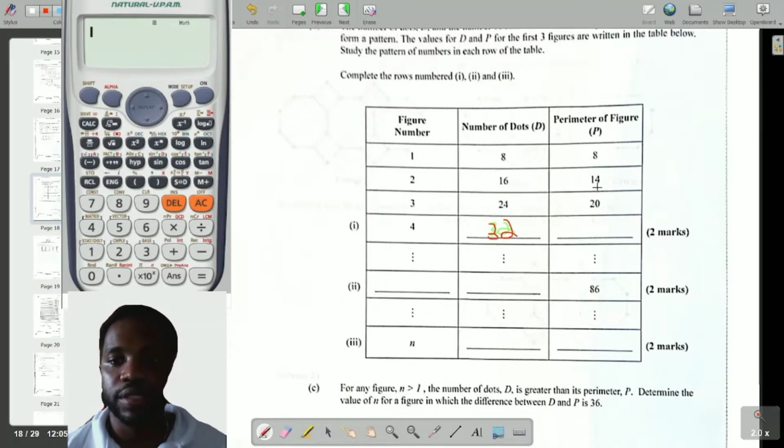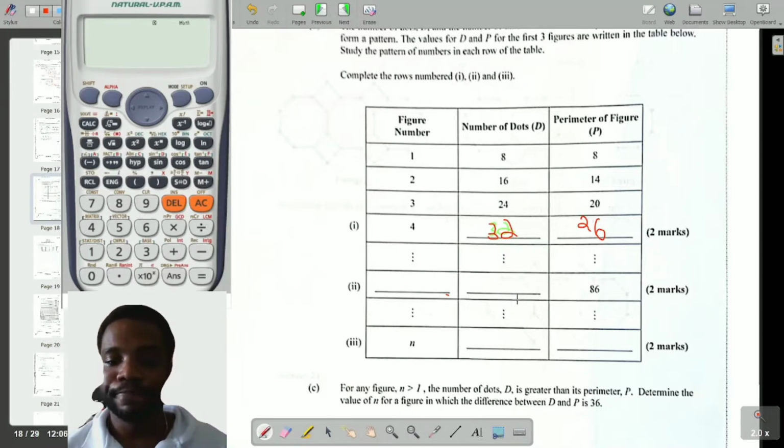Same pattern over here. 8 plus 6 is 14, 14 plus 6 is 20, 20 plus 6 is 26. Where do I go next? Now I'm going to have to figure out the number of dots for a later figure, so I'm going to do it smartly. Let's find the general pattern down here, and we can use it to work this out.